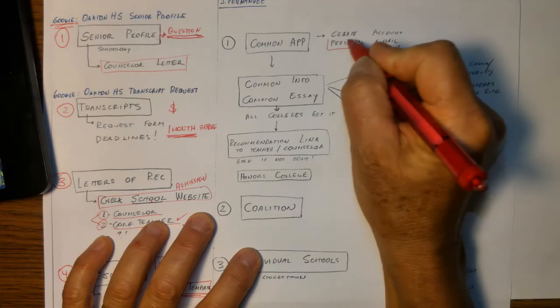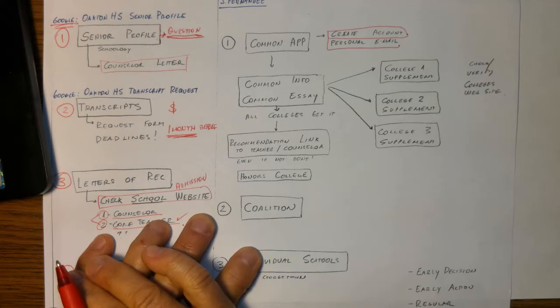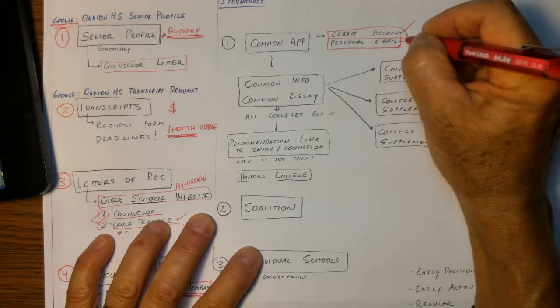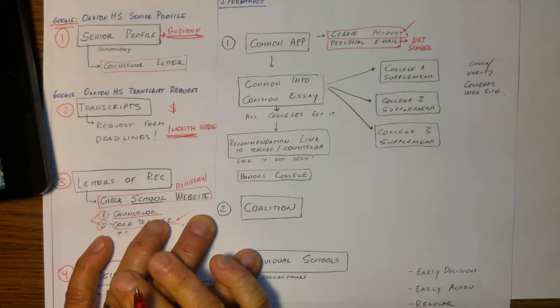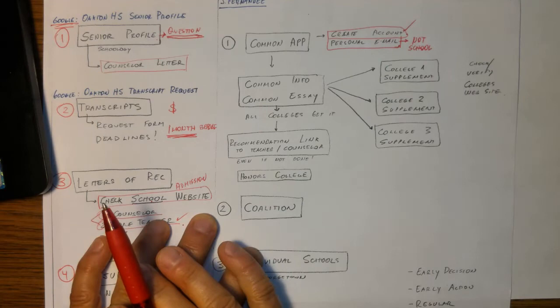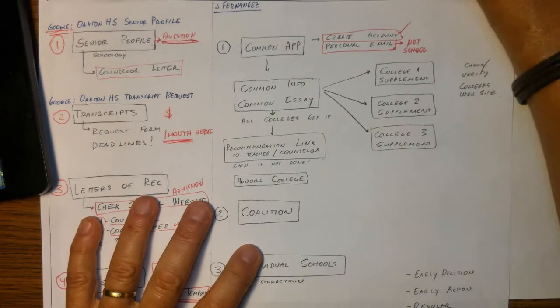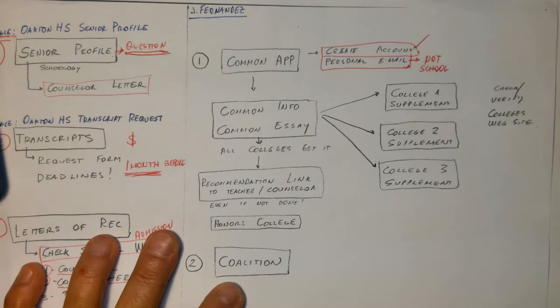You can Google Common App and get it, commonapp.org I think it is. You're going to create an account, and please use a personal email, not the school email. Also, according to my seniors, they recommend creating a brand new email just for the college application process, so you don't get too many junk emails mixed up with your regular college application emails.